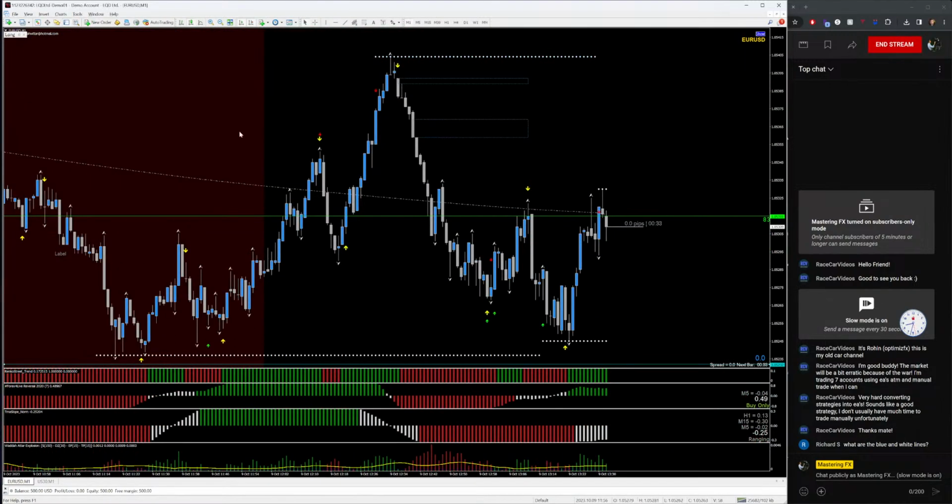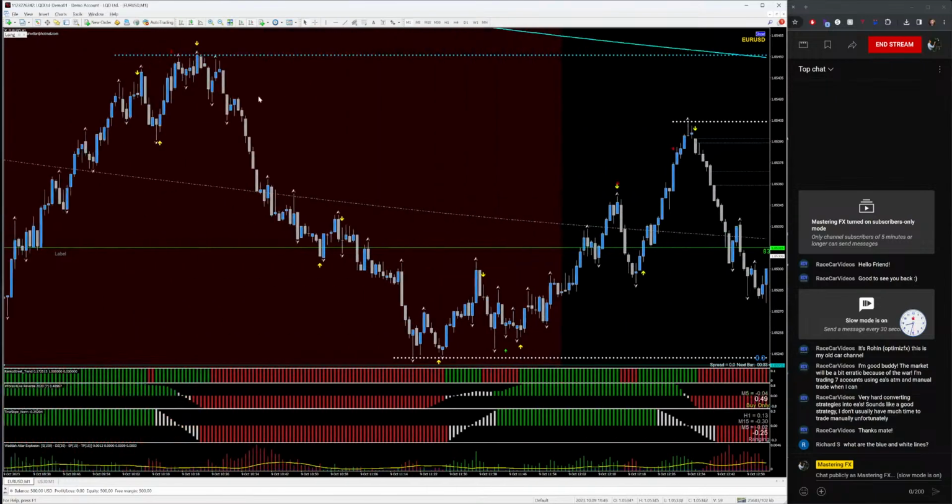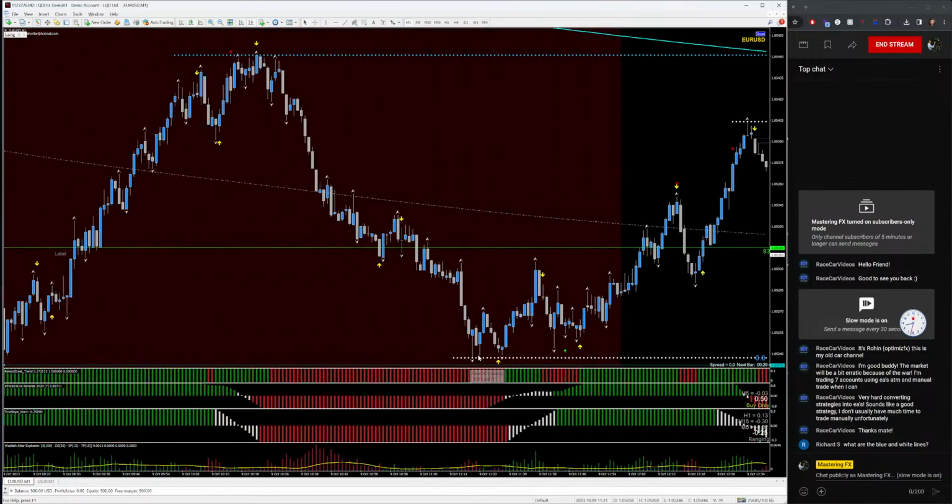So like here, if you get an entry right off the support, then my stop loss would definitely be below. However, we have a move up and then down before we get a valid entry. So in this case, I would put my stop loss either here or here, depending on how risky you want to keep it.